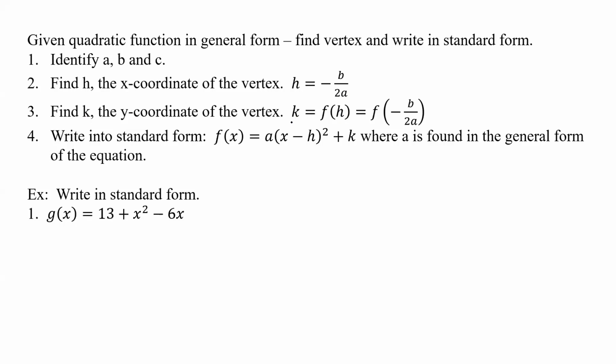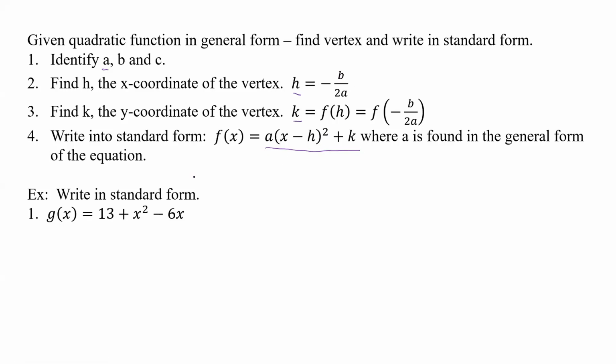Then our original function had a already, so we'll have the a, we'll have the h, we'll have the k, and so we can plug all of those into here, and we have our standard form. So we get our a from the original equation, our h we got from the minus b over 2a, and our k we got from plugging that h into our function.